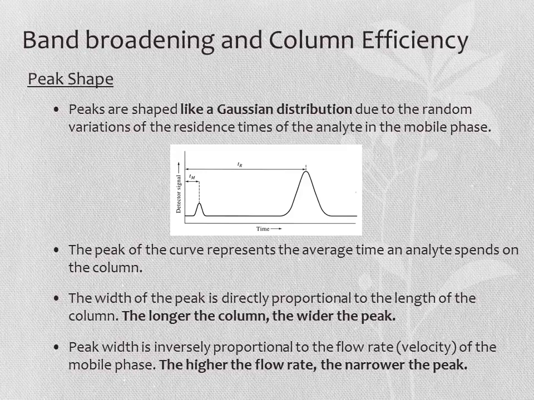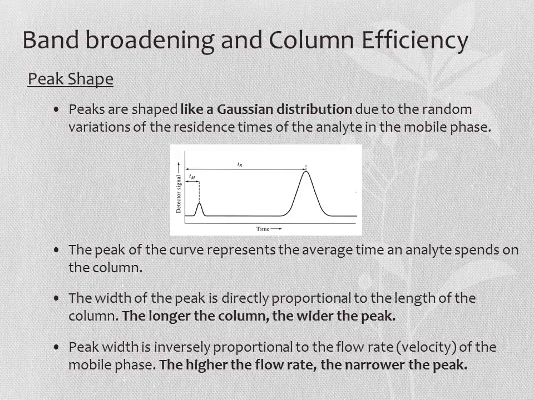The peaks in chromatography are generally shaped like a Gaussian distribution, and that has to do with random variations of how long the analyte is in the mobile phase versus the stationary phase. When we have the peak of this curve, it's representing the average time that the analyte spends on the column. As you observed in the previous slide, the longer the column is, the more time we're in the column, the wider the peak is. There's also a relationship to how fast the mobile phase is going. And that relationship generally is the higher the flow rate, the narrower the peak. But that's not a very detailed explanation of this.